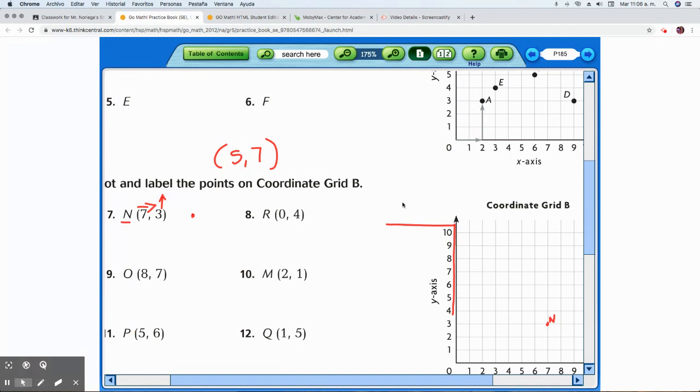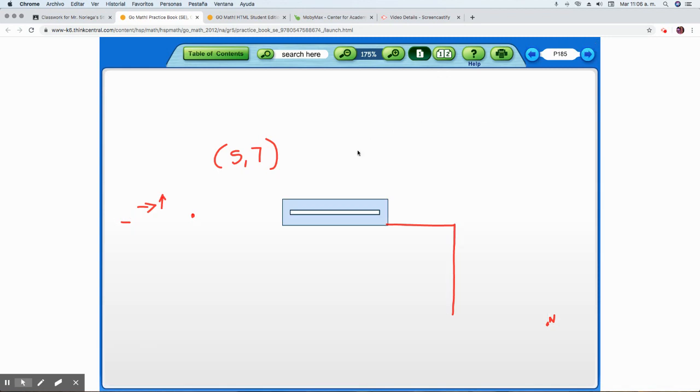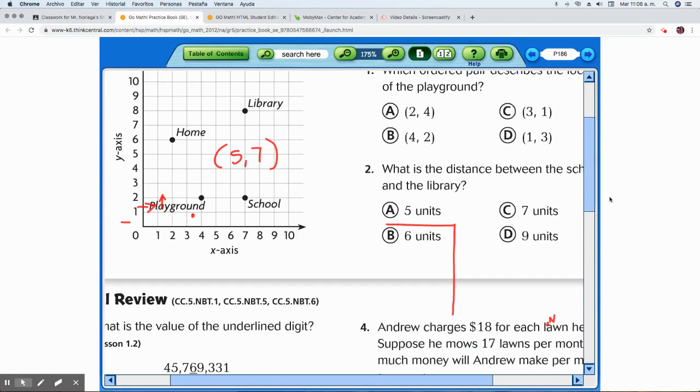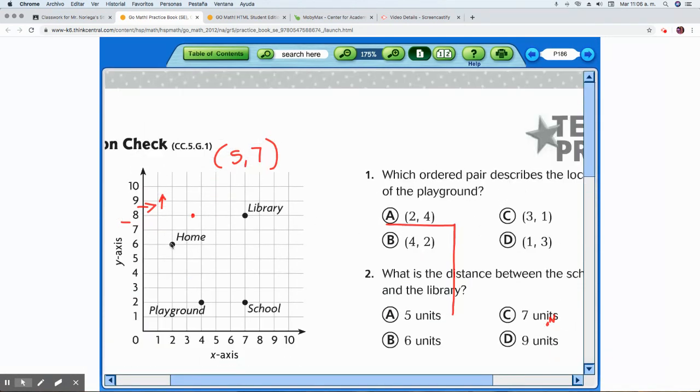Don't forget that you also need to do page 186. Answer the questions on page 186. Don't forget to turn in your work. That's your math lesson for today. If you have any questions, just send me a message.